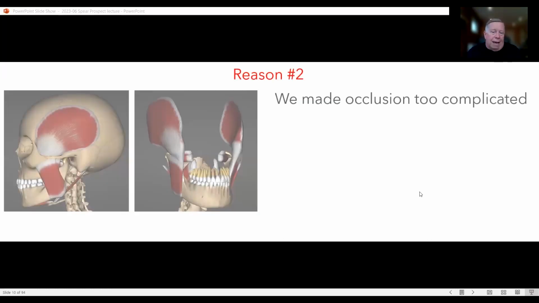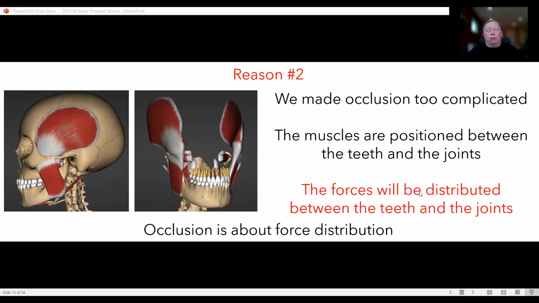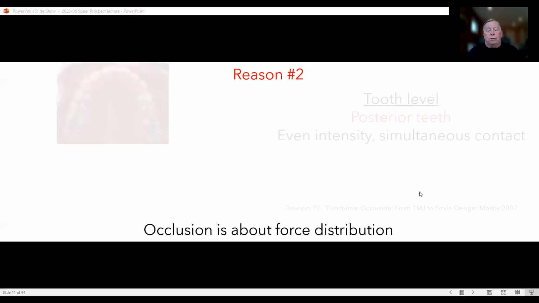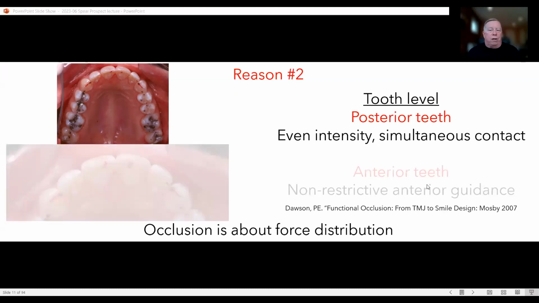Now, the second reason, we made occlusion way too complicated. Ultimately, occlusion is about force distribution. The muscles are positioned between the teeth and the joints. Force is going to be distributed between the teeth and the joints. So at the tooth level, we want to have even posterior tooth contact, even intensity, simultaneous contact. We don't want one tooth to hit harder than the rest. It increases the chances it'll break, it'll wear, it'll loosen. We want to distribute the load over all the teeth.